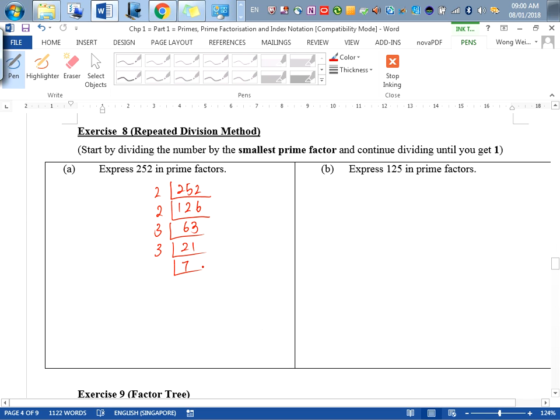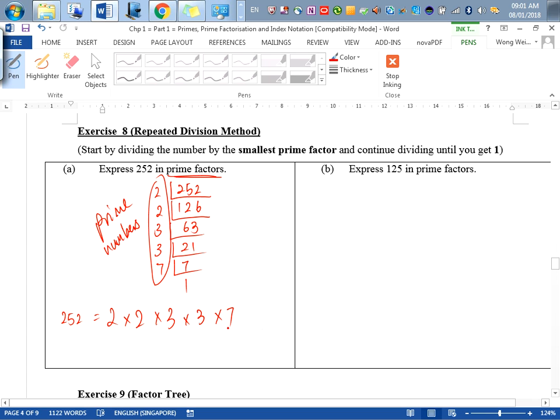Now again, I divide by the smallest prime number. Can I divide by 2? What about 3? What about 5? Then what's the smallest prime number? 7. And I'm left with 1, right? So now, I can write down that 252, in terms of prime factors, all these are prime numbers, 252 is equal to 2 times 2 times 3 times 3 times 7.